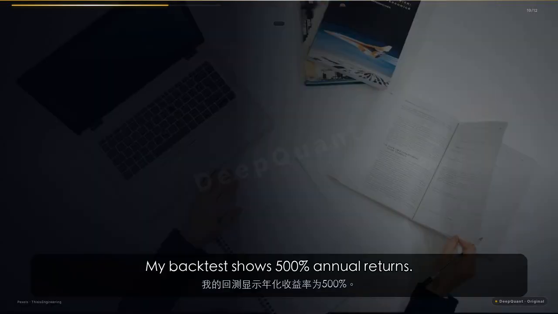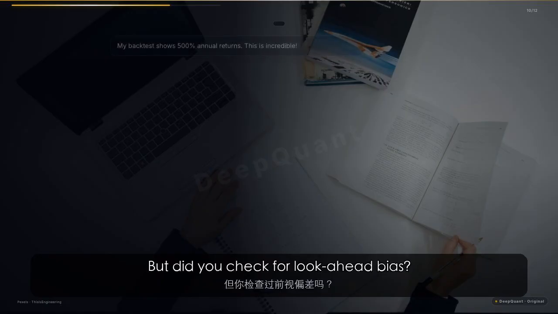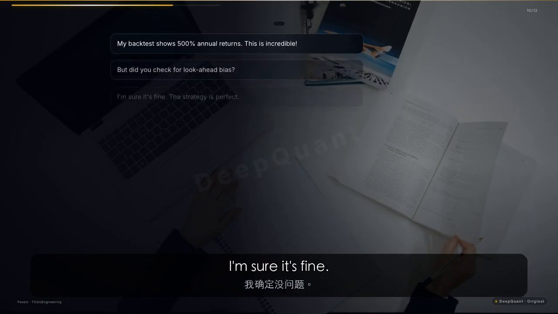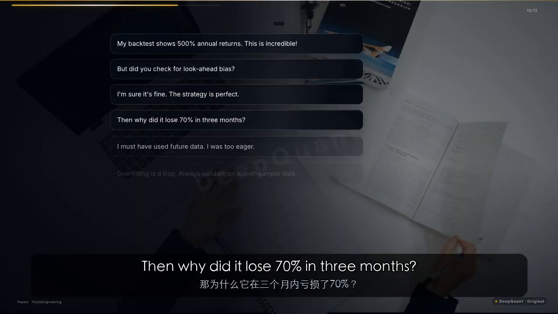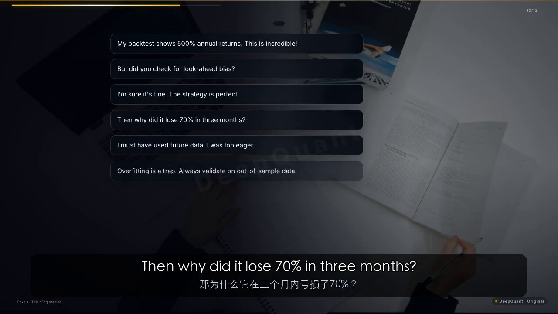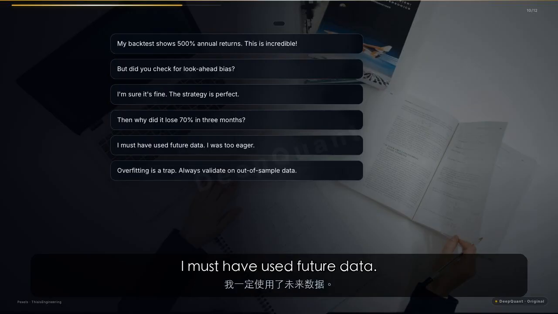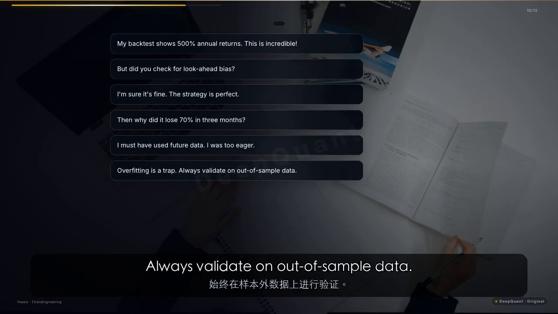My backtest shows 500% annual returns. This is incredible. But did you check for look-ahead bias? I'm sure it's fine. The strategy is perfect. Then why did it lose 70% in 3 months? I must have used future data. I was too eager. Overfitting is a trap. Always validate on out-of-sample data.